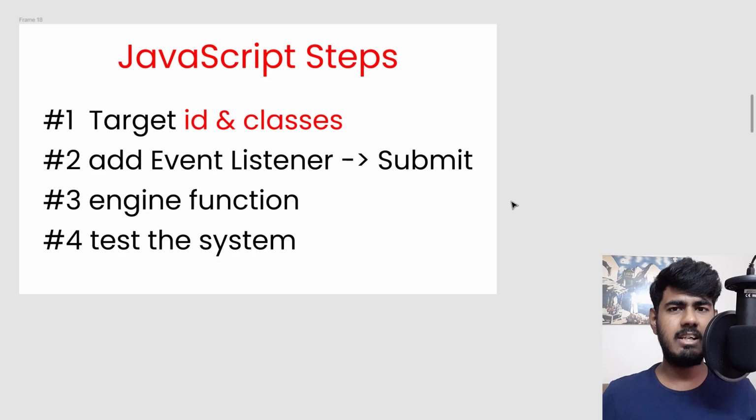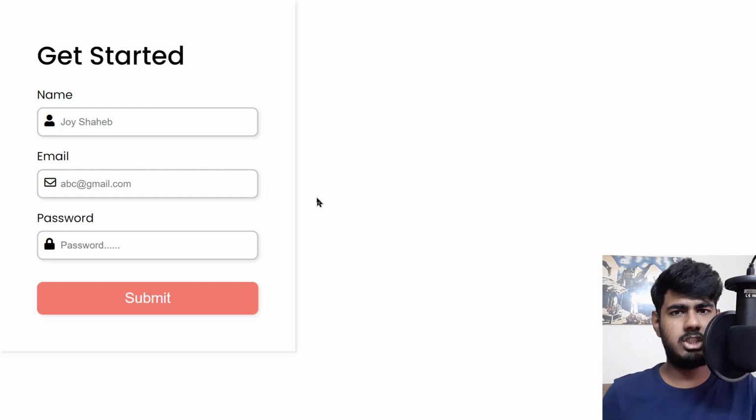And then we're gonna attach an event listener to our function, which will be the submit event listener. On the third stage, we're gonna build the function called engine, which will do all sorts of validation work for us. So look at this finished project over here.